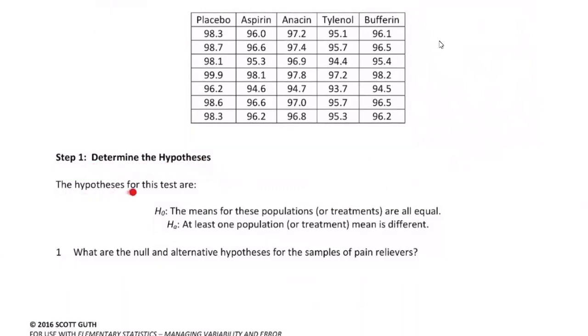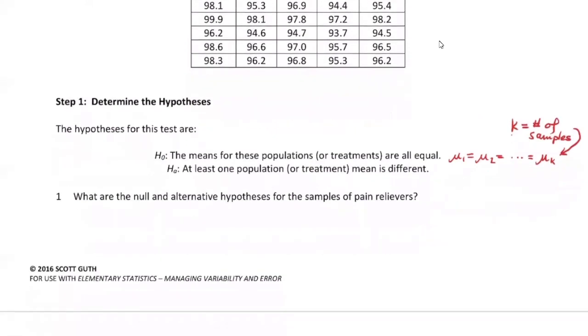The hypotheses for the test are H0, the means for these populations are all equal. There's 5 of them, so you could say mu1 equals mu2 equals however many means there are. We're going to say there are k samples, so you'll say up to mu k. And k is the number of samples. So you're testing them all at once. And then the alternative hypothesis just says that they're not all equal, basically.